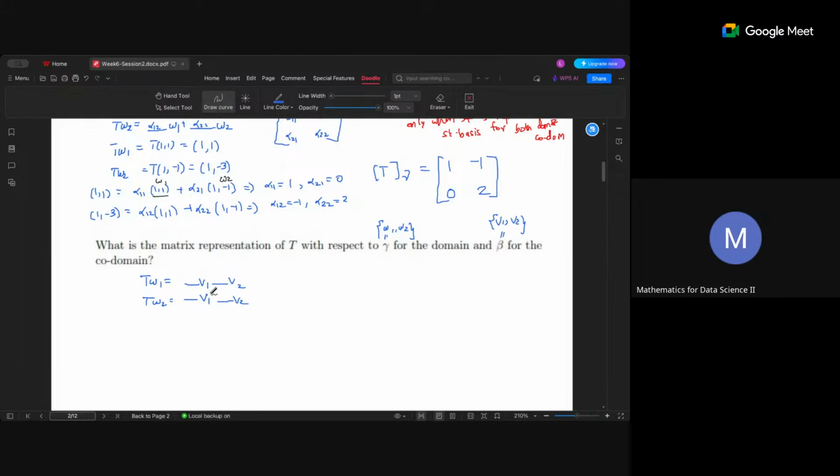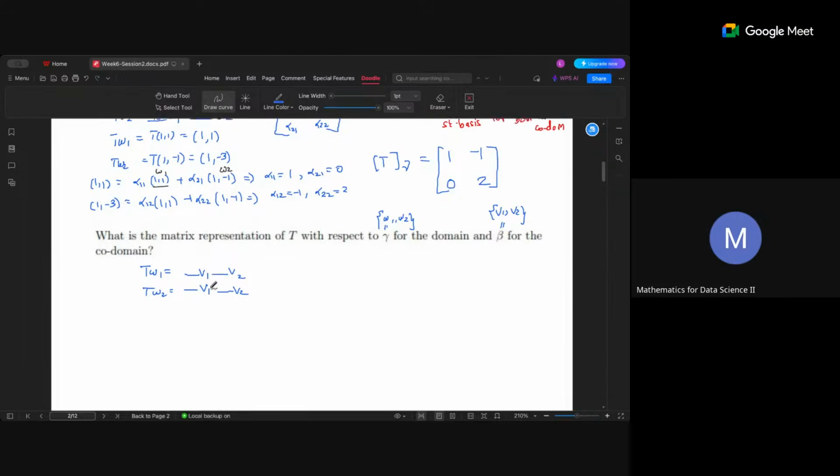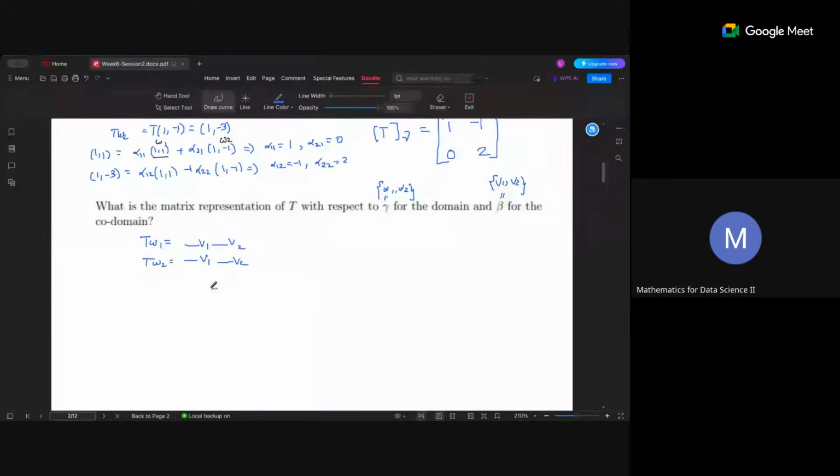Everyone try to compute it by yourself. I will give you 3 minutes to complete this, and then when I ask, give your answers. Everyone try to complete this part by yourself. Let's see whether you have understood this matrix representation clearly.